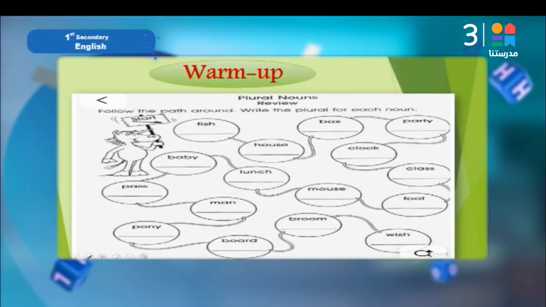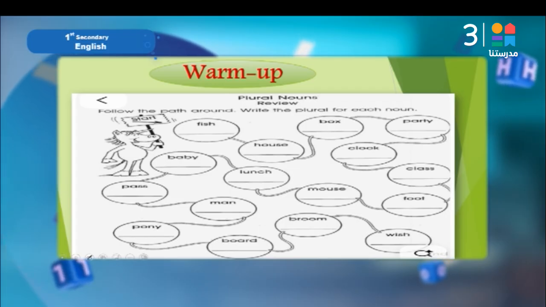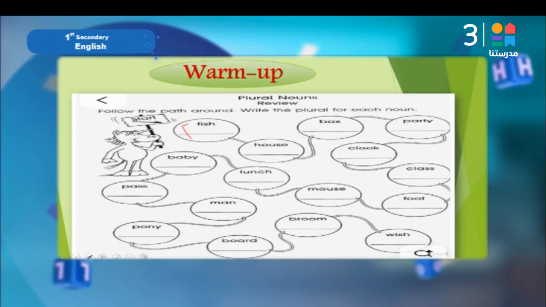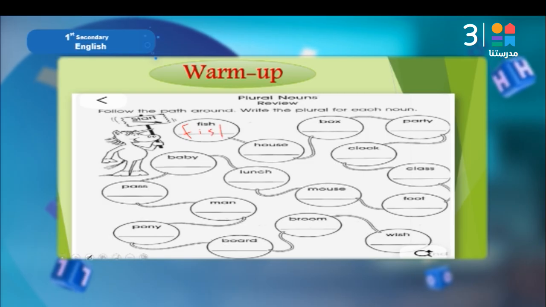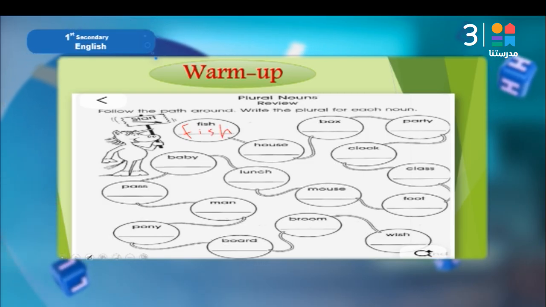Let us refresh our memory and try to stimulate our schemata, our background information on this topic. Fish here is a singular مفرد. طب انا عايزه اجيب البلورال منها الجمع منها. حد فاكر؟ Yes, fish is singular and the plural is fish. يعني fish yes. وهنشوف في upcoming slides ازاي fish singular هي fish plural.